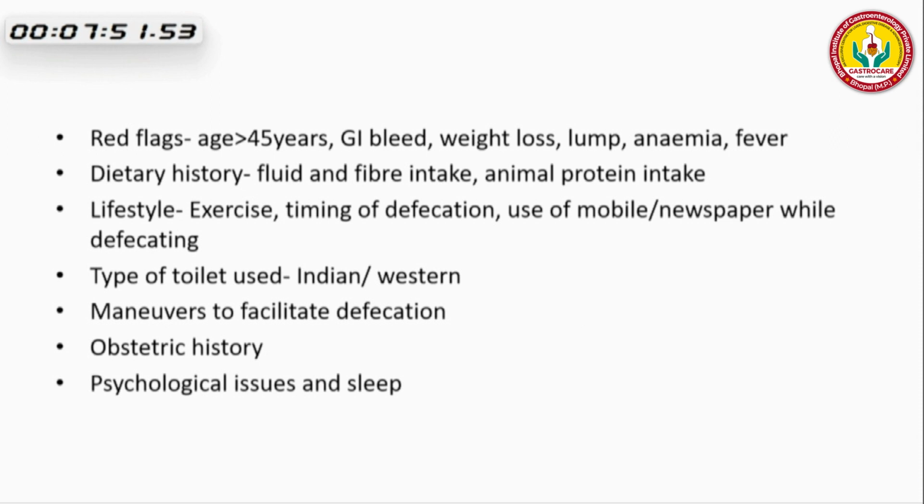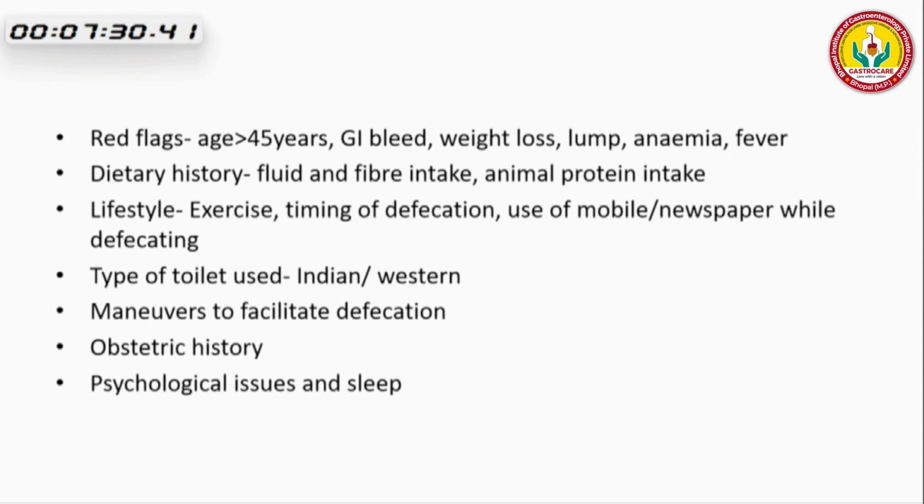A dietary history is important, where we should stress on the fluid and fiber intake of the patient. Lifestyle, how much do they exercise? What is the timing of defecation? Are there any distractions while they are trying to defecate? Type of toilet used, whether it is Indian or Western, is of great importance. Maneuvers to facilitate defecation should be asked.